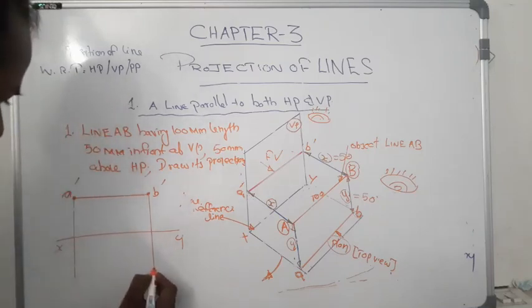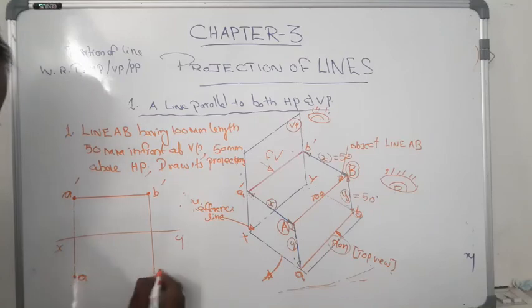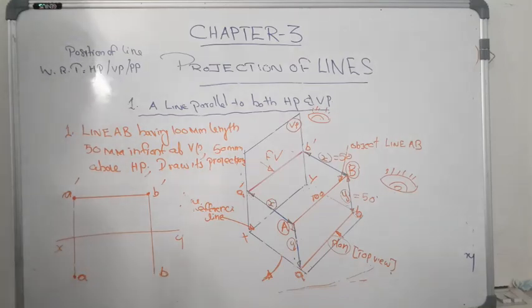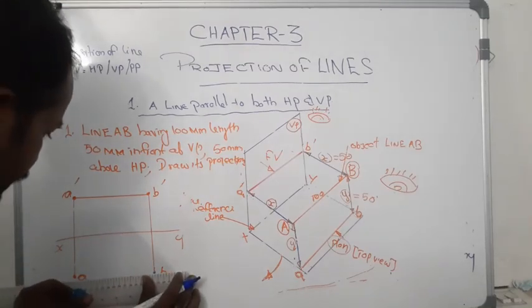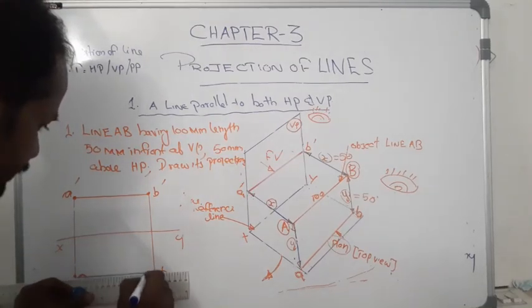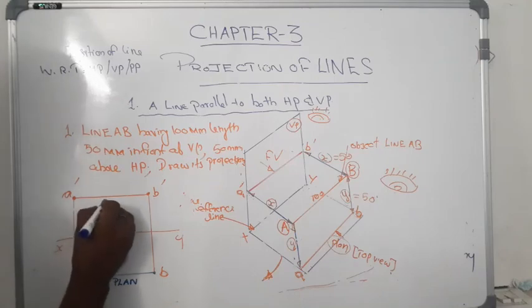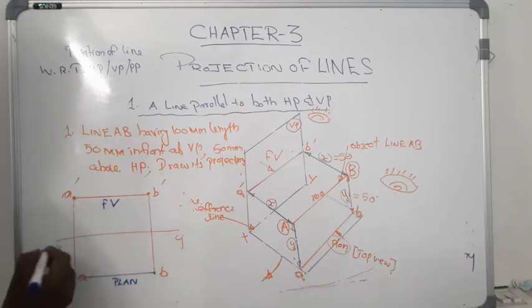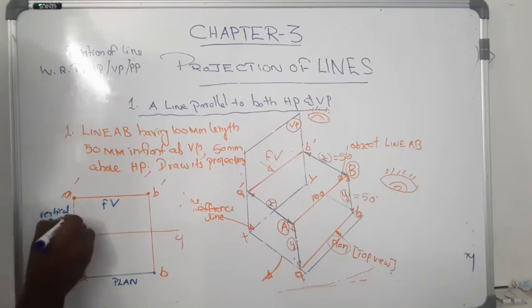And we get another two points. Those points are marked a and b. Now we join a and b using a straight line. This is our plan. This is our front view. And this is the vertical projector.